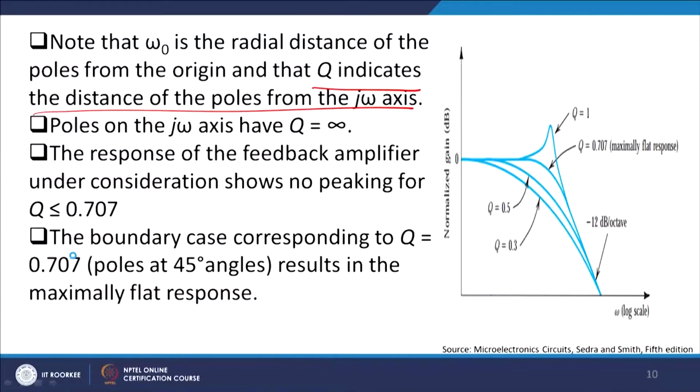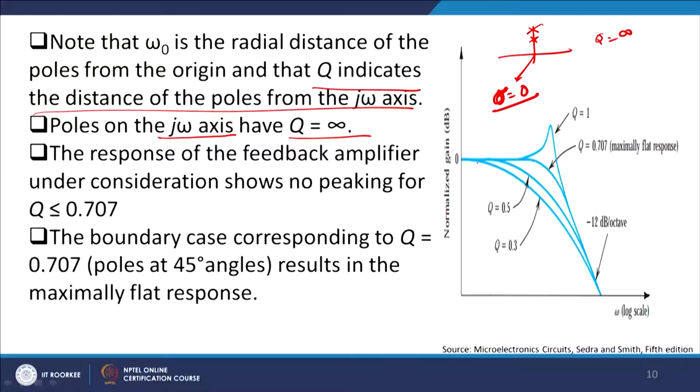Now, let me come to a two pole system as I discussed with you. Q indicates the distance of the poles from the j omega axis. The poles on the j omega axis have Q equal to infinity, and that makes sense also. If you put a pole here on the j omega axis, obviously Q has to be infinity, because in this case your s equals 0 or sigma equals 0. So the real function is gone, and what you will only have is an oscillatory function because of the complex conjugate pair in the output signal.